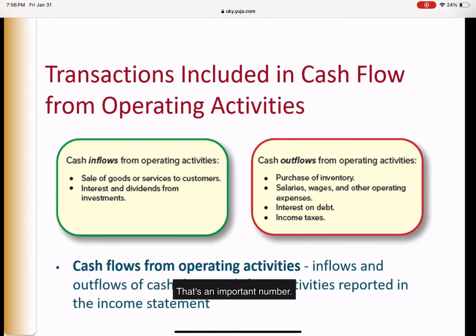So that's an important number. How much cash flow can you generate from operating activities? And sooner or later, you've got to show a positive number, otherwise you'll be out of business. You can't continually borrow or issue stock to finance operations.